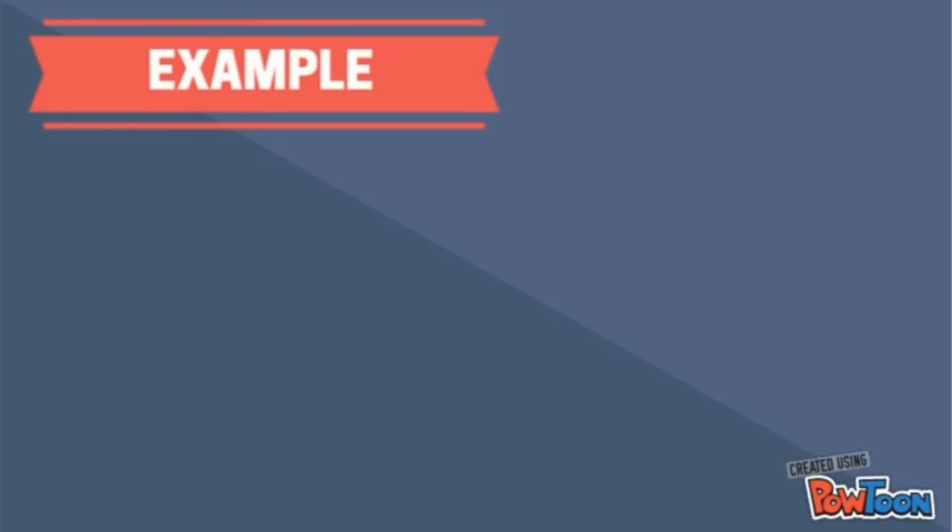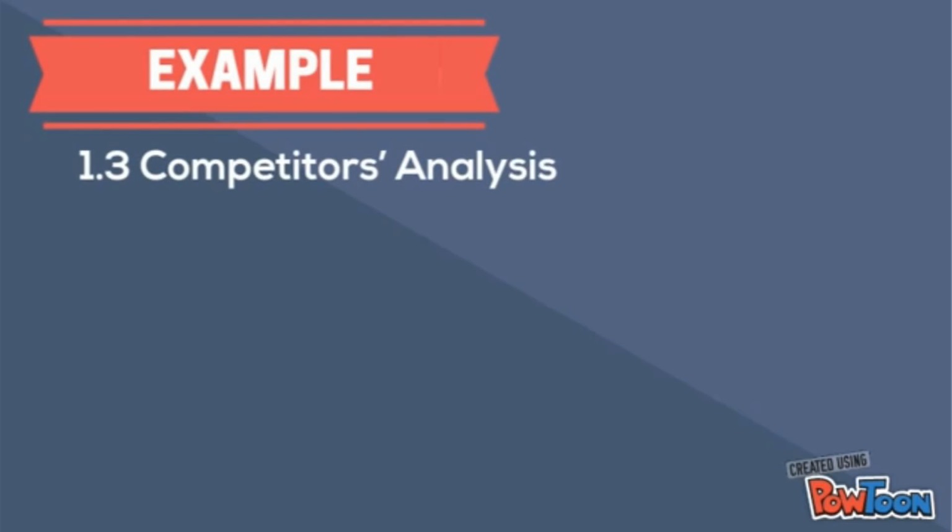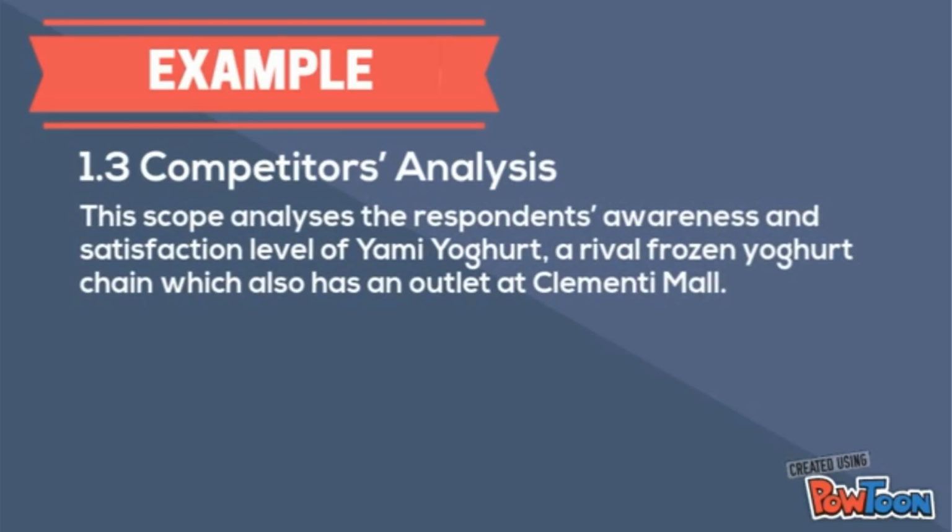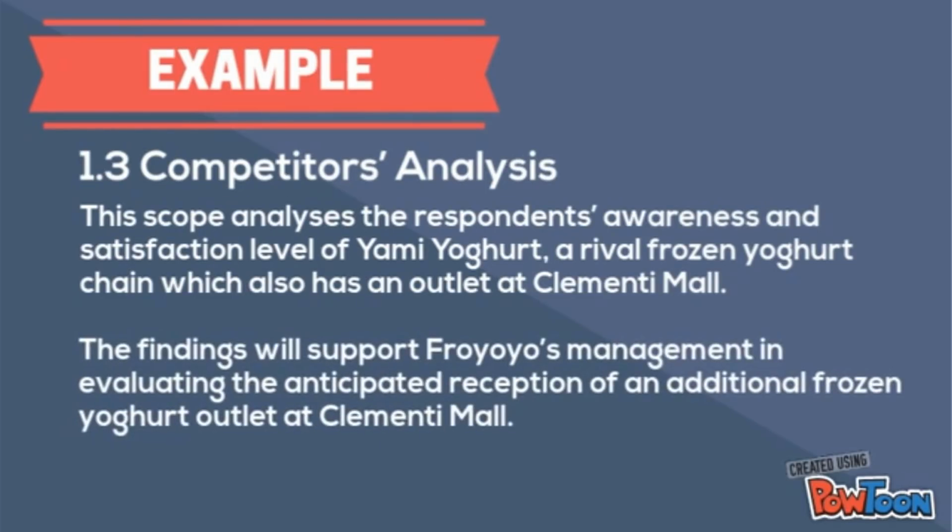So here's an example of how it would look in your report. 1.3 Competitors Analysis. This scope analyzes the respondents' awareness and satisfaction level of Yummy Yogurt, a rival frozen yogurt chain which also has an outlet at Clementi Mall. The findings will support Froyoyo's management in evaluating the anticipated reception of an additional frozen yogurt outlet at Clementi Mall.